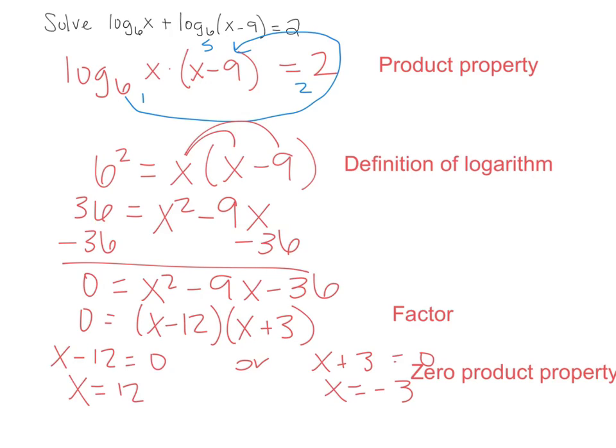So I think the main thing I want you to get from this is how to identify what property we're supposed to be using in order to solve this.